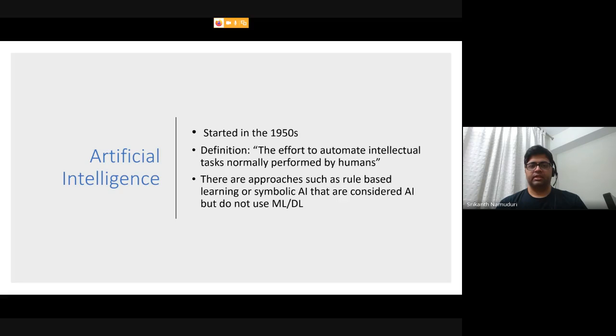The concept of artificial intelligence started around the 1950s, and the goal of AI is to automate intellectual tasks that are normally performed by humans. So it is a very broad definition, and there are approaches in artificial intelligence that do not involve machine learning. In the initial days, there was a lot of rules-based learning, also called symbolic AI, that people tried. It gave some results, but it never gave great results.